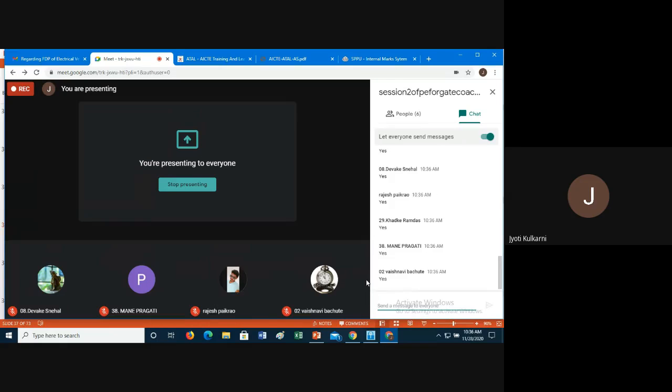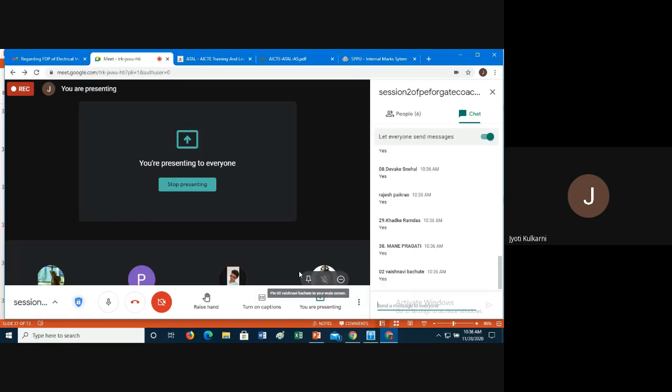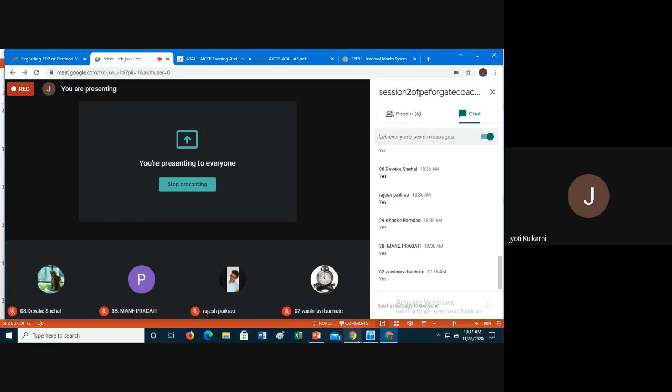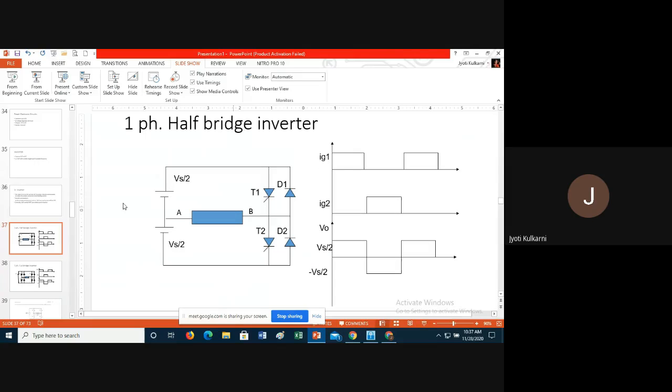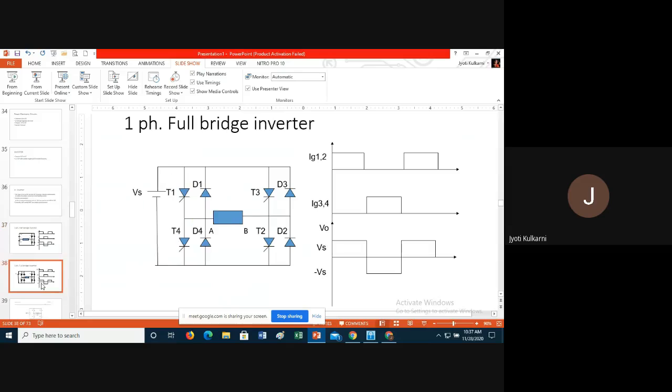Okay, now we will move towards the full bridge inverter. Now what is a full bridge inverter? That is very exciting because many problems in the GATE examinations come on the full bridge inverter topic. So we are going to discuss the questions also.